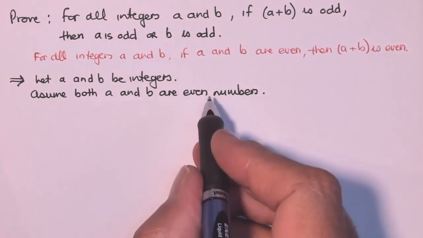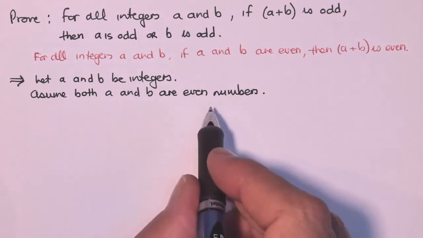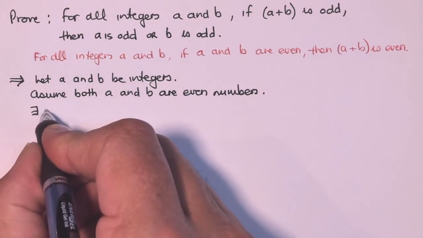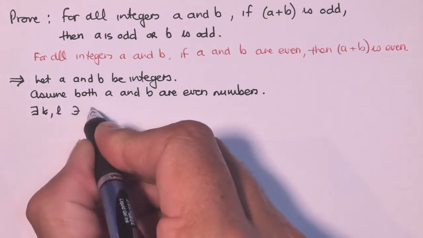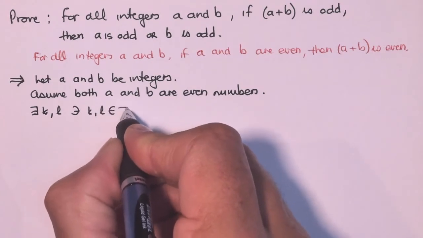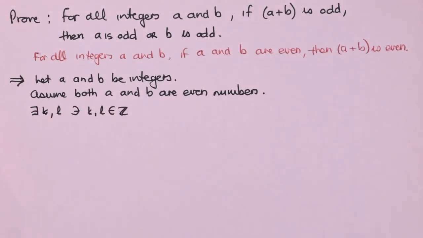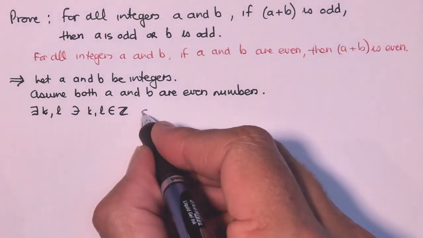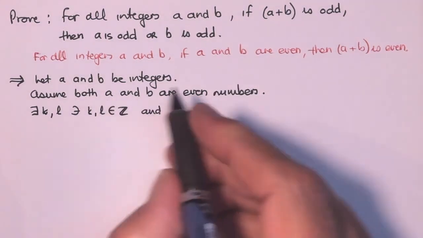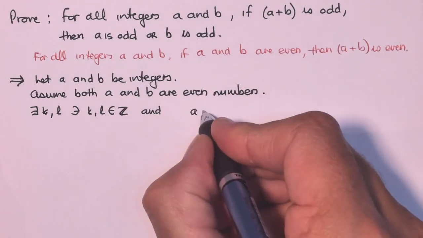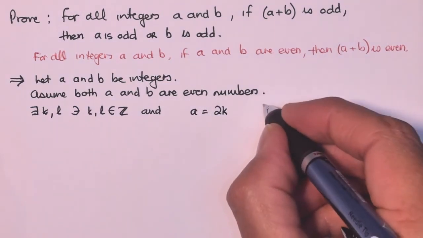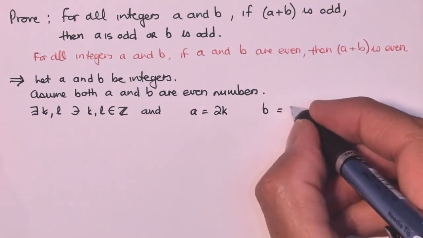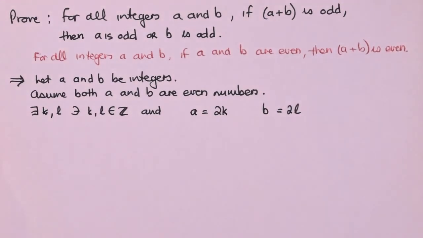Now we've dealt with this quite regularly so far. So we're going to say there exists a k and an l, such that k and l are both integers. Okay, and what can we write them as? We can write a as twice k. That directly shows its evenness. And b as twice l in this case. Okay, so there we have two statements.